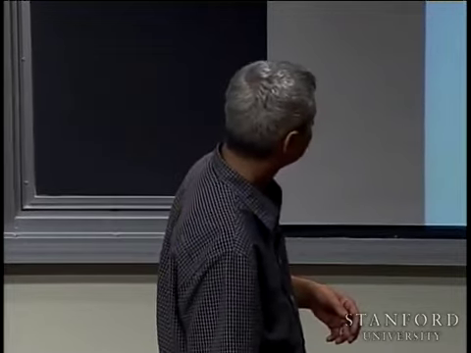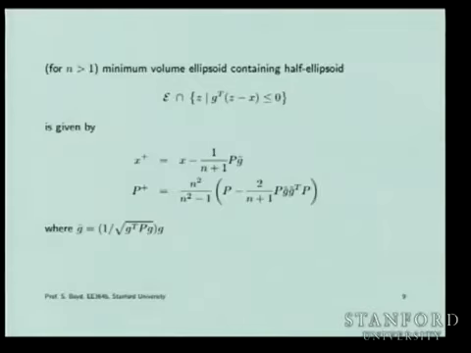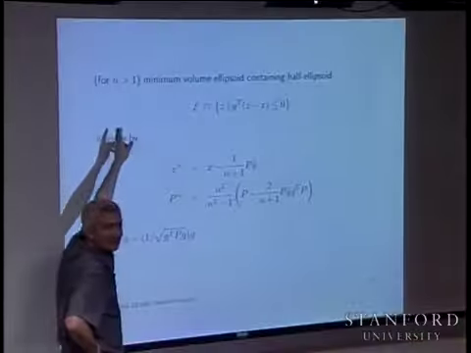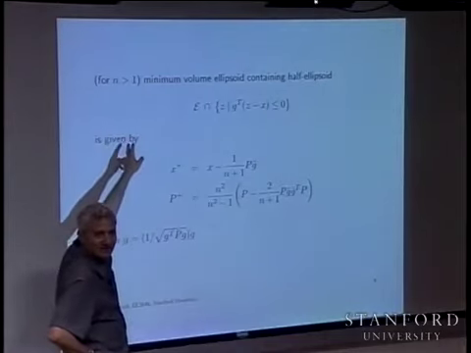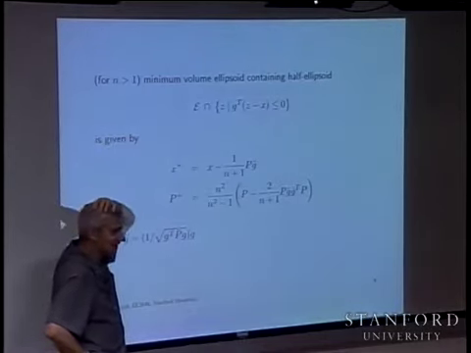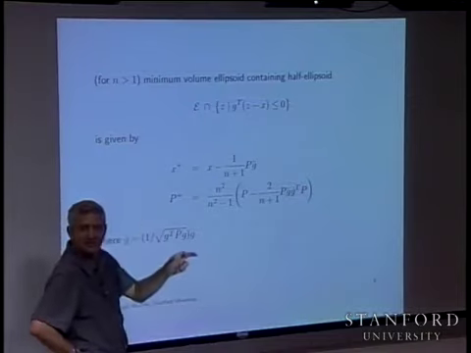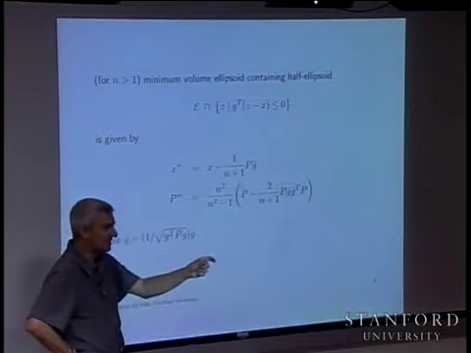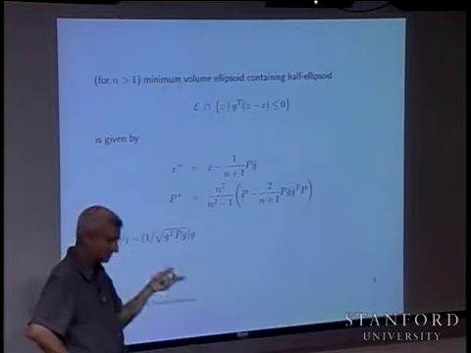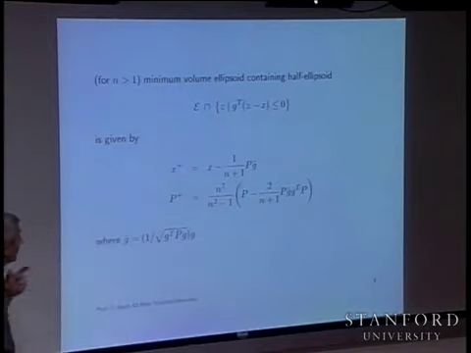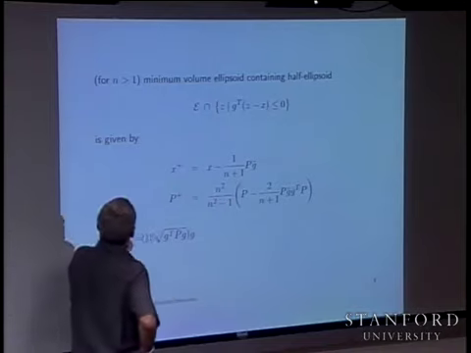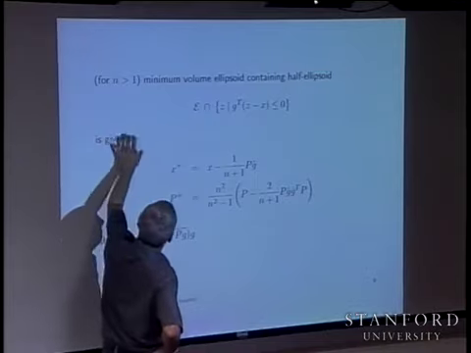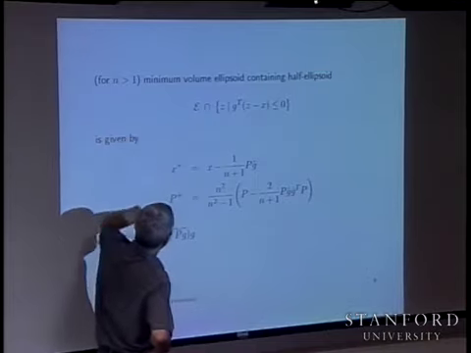So, okay, here's the update. For n equals 1, we do know the minimum volume ellipsoid that covers a half ellipsoid. That's easy. That's basically itself, because an ellipsoid is an interval, a half ellipsoid is another interval, and I know the minimum length interval that covers an interval. So the minimum volume ellipsoid looks like this. Here's the update.